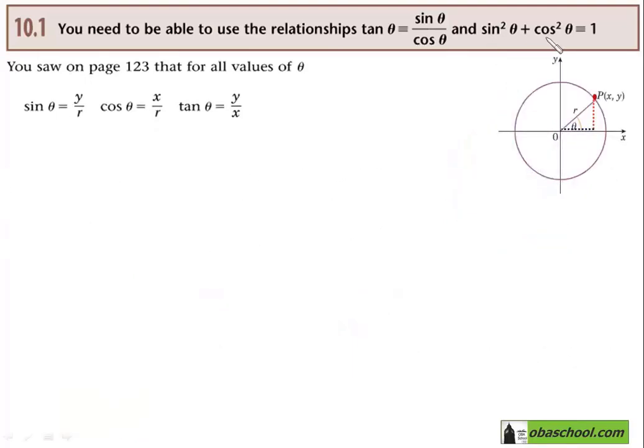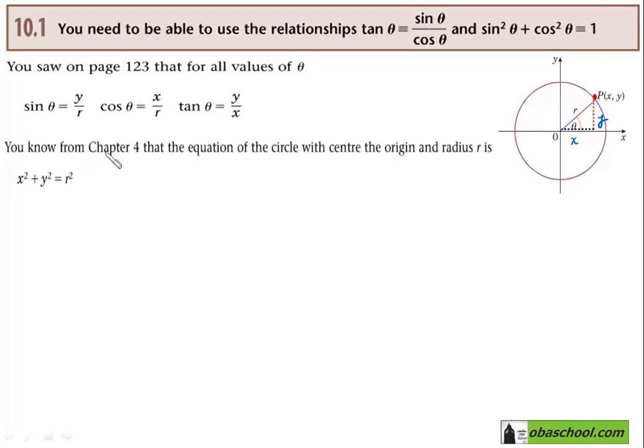Sine squared theta plus cosine squared theta is equal to 1. We will look at the same figure. We have the x and y component, and we have the sine, cosine, and tan as trigonometric ratios. You know from chapter 4 that the equation of the circle with center the origin and radius r is x squared plus y squared equals r squared, while knowing that x and y are the coordinates for any point on the circumference of the circle.